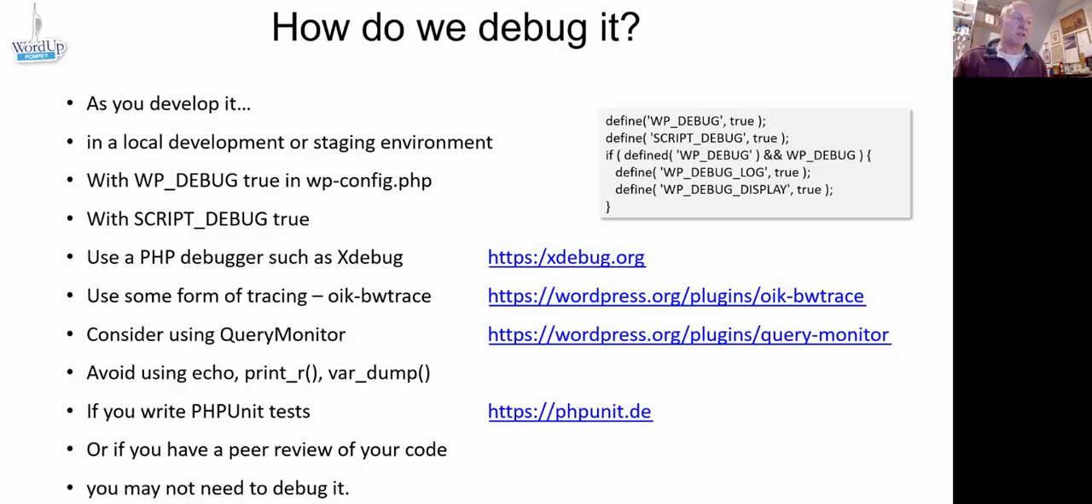Another way of doing it is you don't actually debug it. You get someone else to look at your code and review it, and they will do the debugging for you in a peer review. Or you could just write your code to be perfect first time round and you won't need to debug it at all.